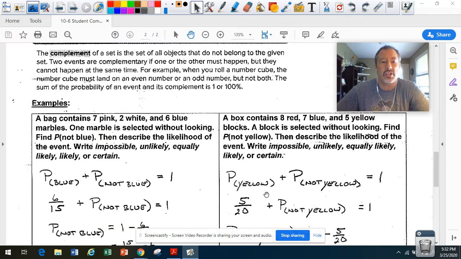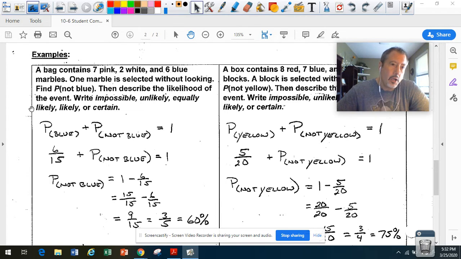So let's look at what they are saying here. Okay. So it says a bag contains 7 pink, 2 white, and 6 blue marbles. It looks like the one we just did. So it says 1 marble is selected without looking. Find the probability of not blue. Okay, so it says describe the likelihood of the event. So basically, we know that if we take the probability of blue plus the probability of not blue, this is going to equal 1.